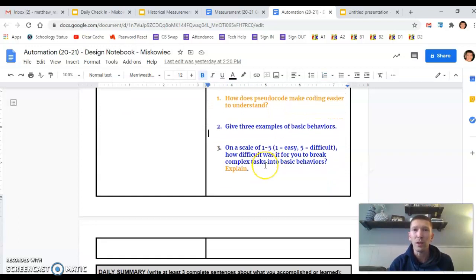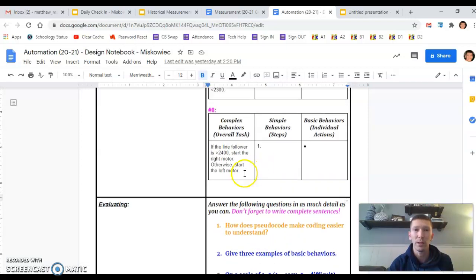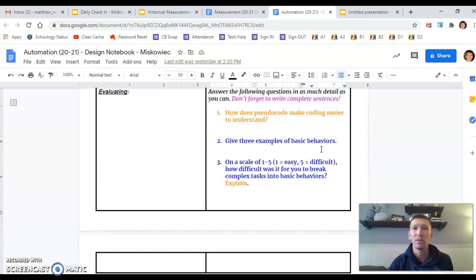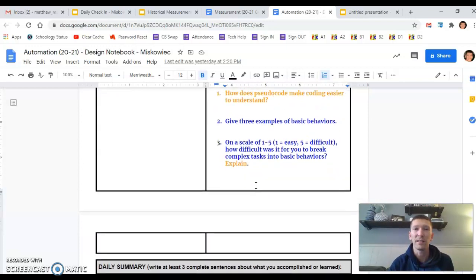And then on a scale of 1 to 5, where 1 is really easy, 5 is really difficult, how difficult was it for you to break complex tasks into basic behaviors? So here we had a complex task. We had to break it down into individual actions and basic behaviors. So explain, the biggest thing is to explain. If you just write a number of 4, I thought it was difficult, that won't give you a very great grade. And so you want to explain what your number is and use complete sentences.